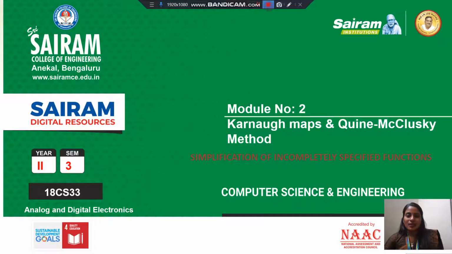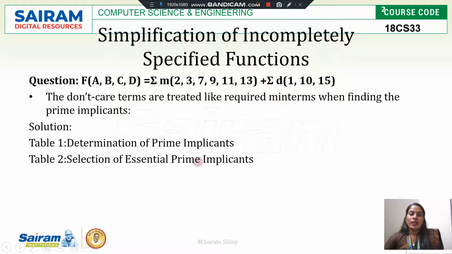Hi students, now we are going to see simplification of incompletely specified function from module 2. Okay, so we are going to solve a problem.